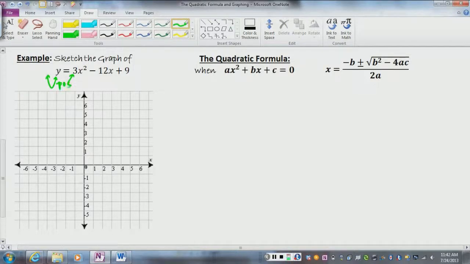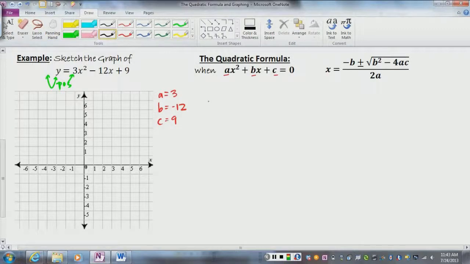And I'm going to use the quadratic formula to find the roots. I need to figure out what my a, my b, and my c values are, though. And those are the coefficients for the x squared term, the coefficient for the x, and the constant. So my a is 3, my b is negative 12, my c is 9.